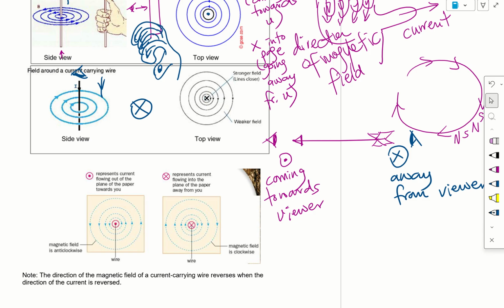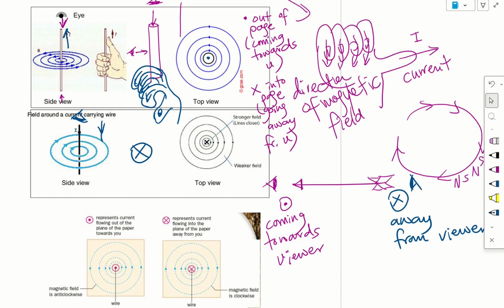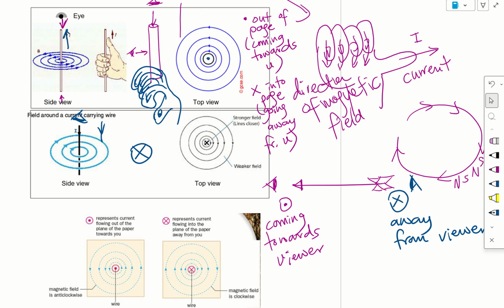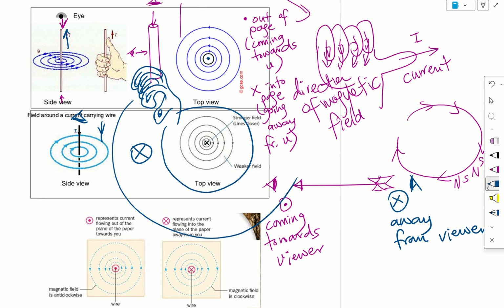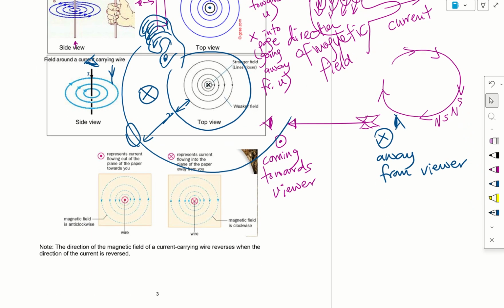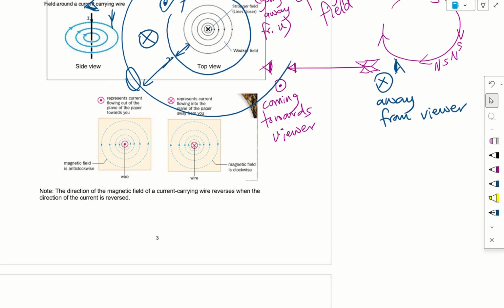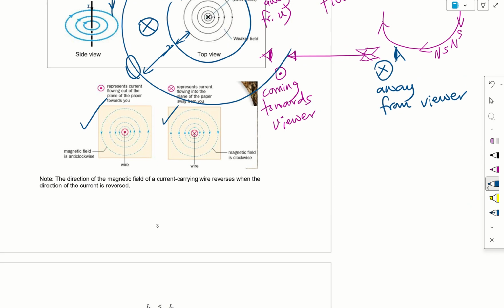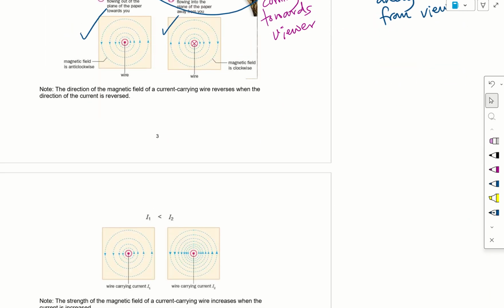And then your right hand, the fingers should be curling in a clockwise direction. So you see that actually the circles don't have the same gaps in between, right? The closer the field lines are together, the stronger the magnetic field. So as I get further and further away, the gaps between the magnetic field lines will be larger and larger, which means that over here the magnetic field is the weakest. So try to do this and see if you get the correct direction.